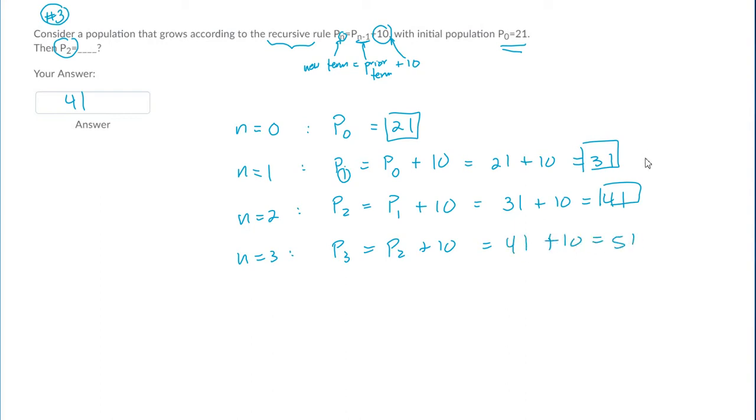Now notice we're going up by 10 every year. Why are we going up by 10 every year? Why is each year going up by 10? Because that's how much we're adding to the previous term, right? We keep going up by 10 because 10 is what keeps getting added.